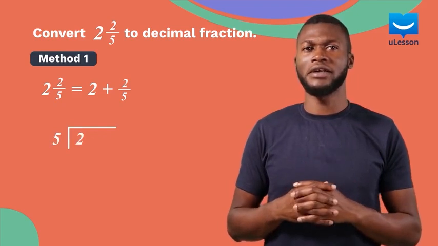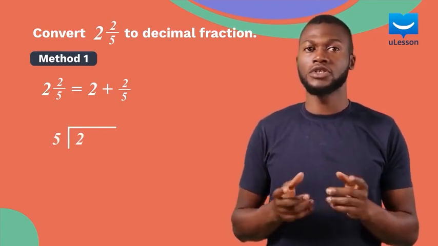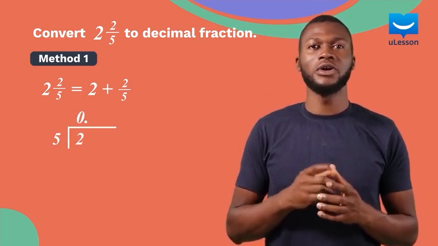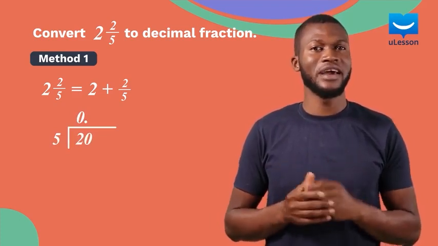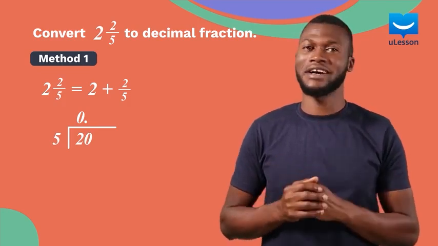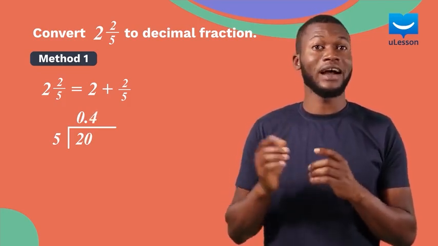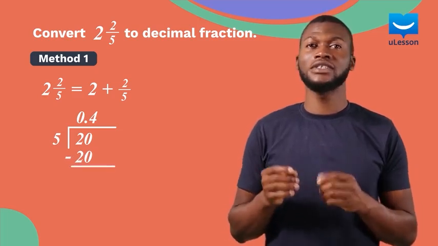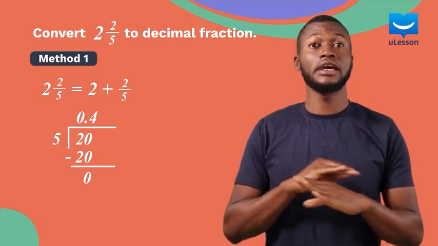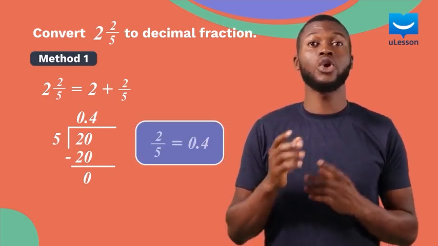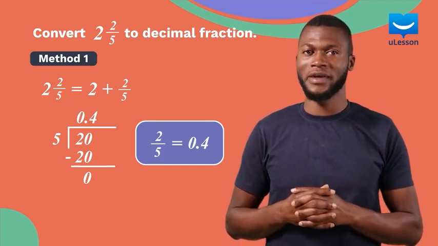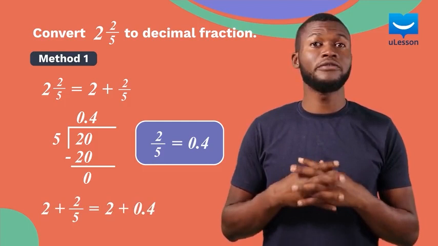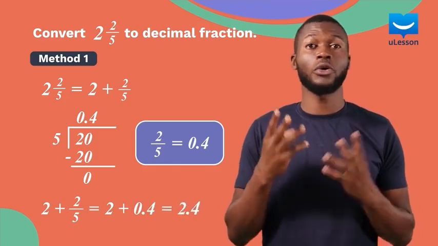Using our long division method, 5 cannot go into 2, so we write 0 and add a decimal point. We add 0 to 2 and have 20. 5 goes in 20 4 times, so we write 4 on top after the decimal. 5 times 4 gives us 20. 20 minus 20 gives us 0, and hence the process is terminated. This means 2 over 5 is equal to 0.4. Therefore, 2 plus 2 over 5 becomes 2 plus 0.4, and that is equal to 2.4.